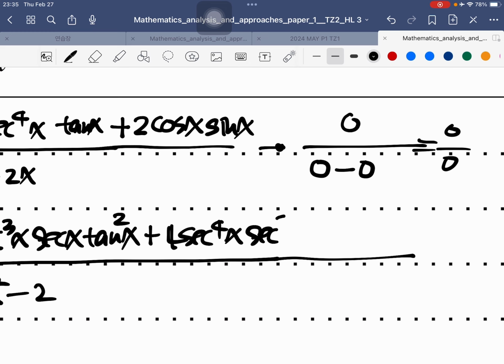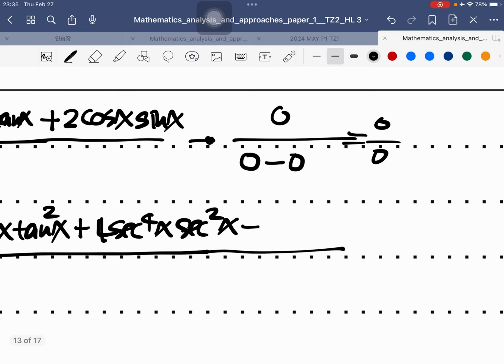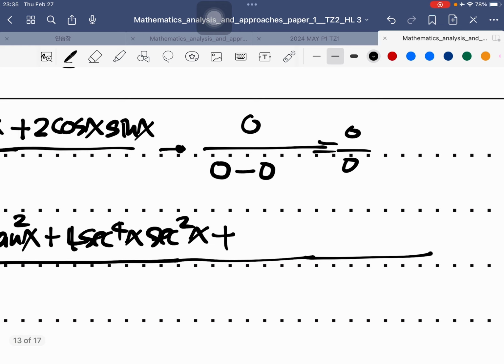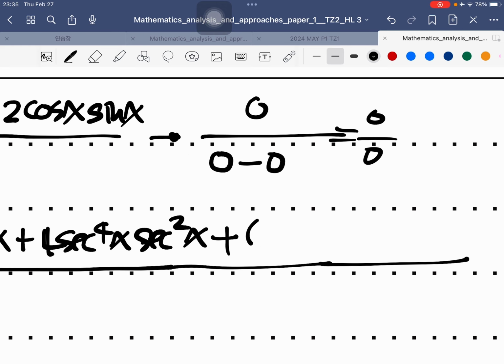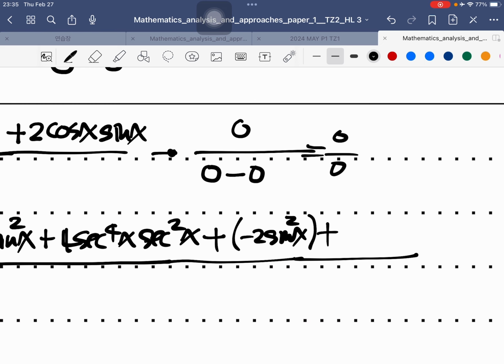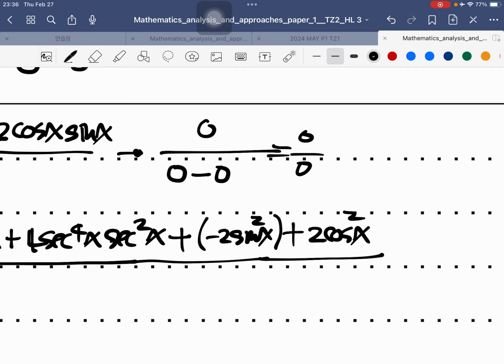secant squared of x, plus, so we have to apply the product rule again. Differentiating the first part will be 2 times negative 2 sine of x. Put the second part, plus leave the first part, 2 cosine x. Differentiating the second part, this one becomes squared.